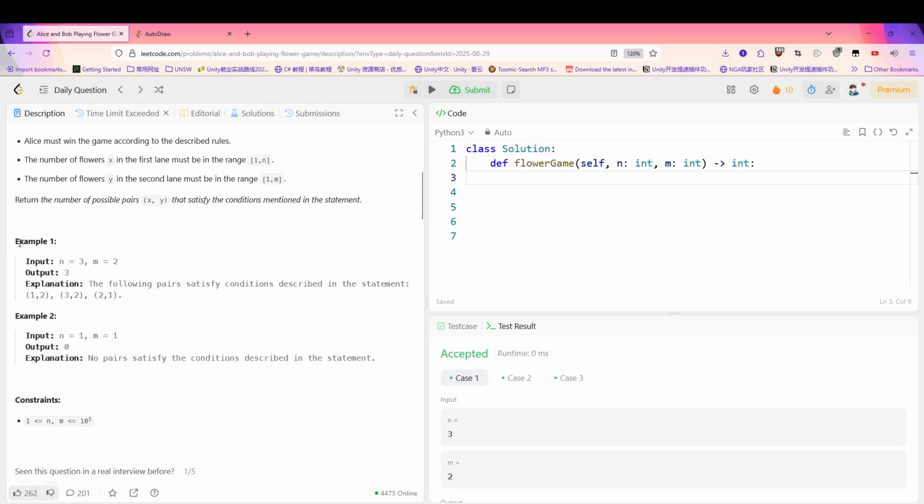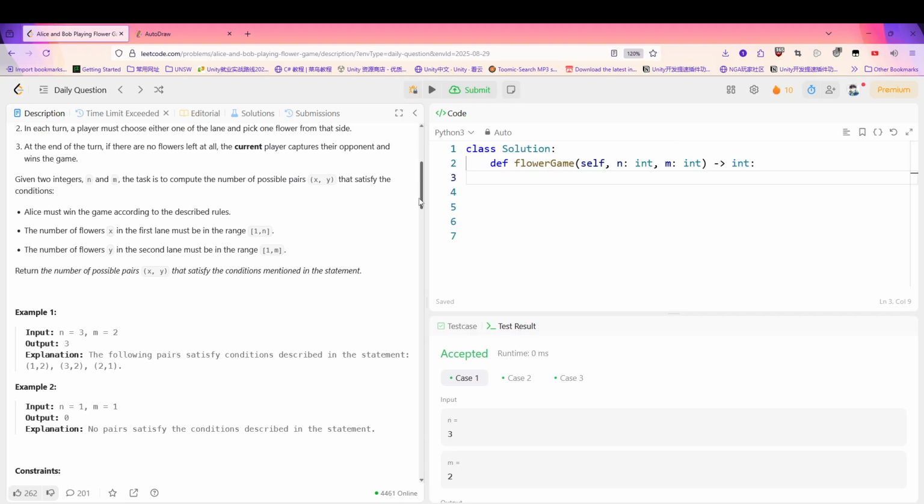So let's take a look at the example here. By the way, I think after my explanation, the question becomes much easier, right? So the first one is we're gonna input n equals 3, m equals 2. The output is 3 because we only get these three pairs that can guarantee Alice will definitely win the game against Bob here. So you can see the total of each pair, 1 plus 2, 3 plus 2, 2 plus 1, they are all odd numbers here, right?